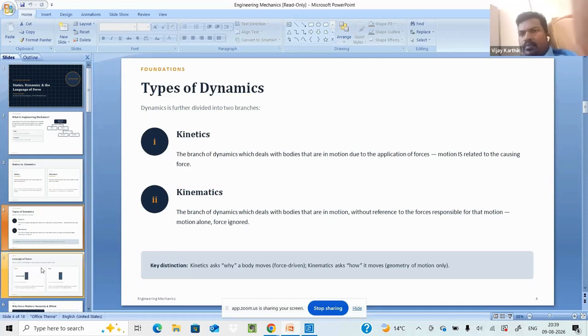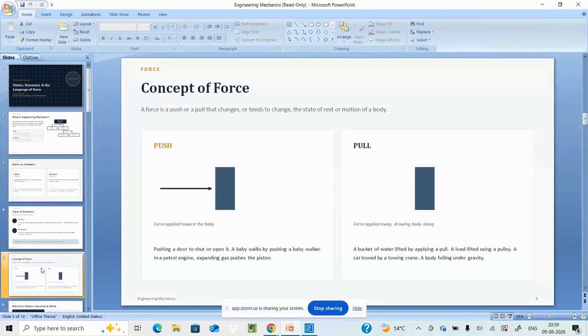Yes. Fine then. So you'll be seeing the concept of forces. Force is nothing but a push or a pull which tends to change the state of rest or motion of a body. So when a body is at rest, or it changes the motion of the body by either pull or push, that is known as force.